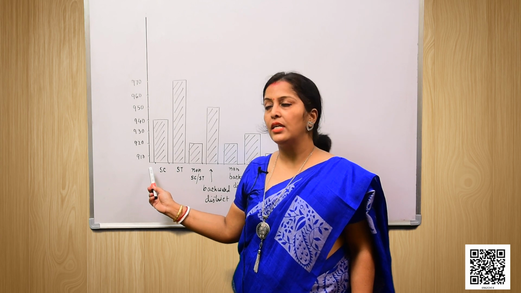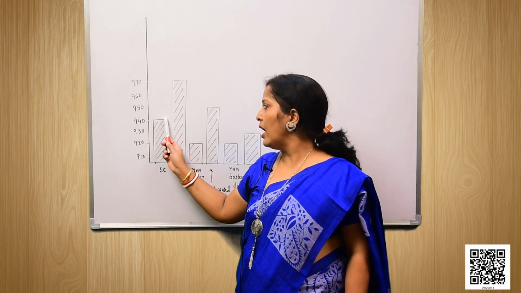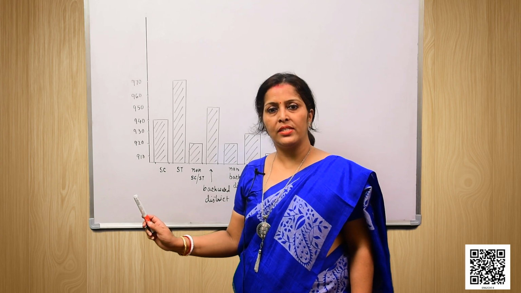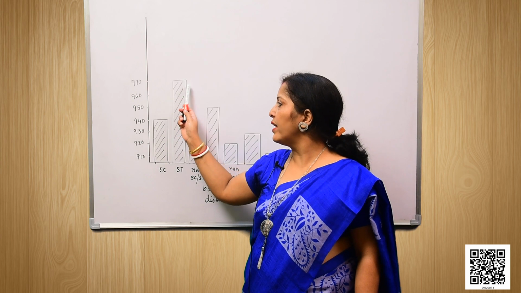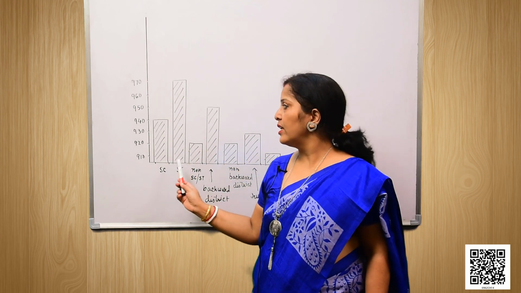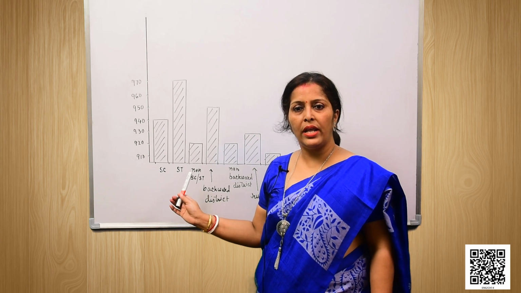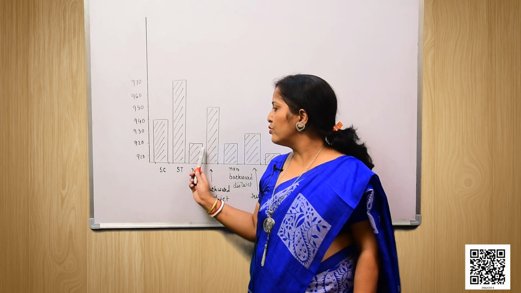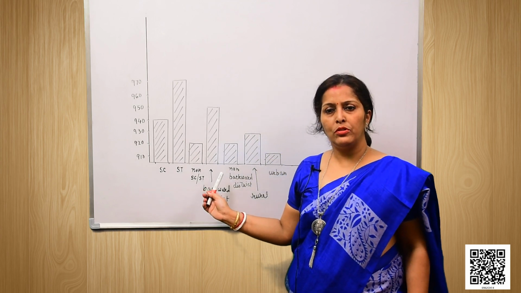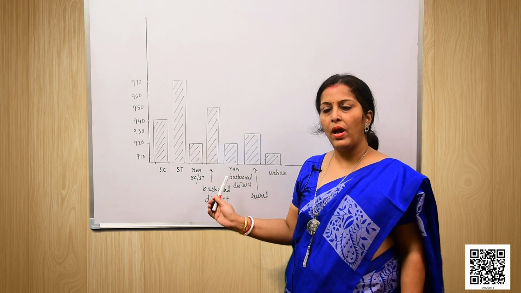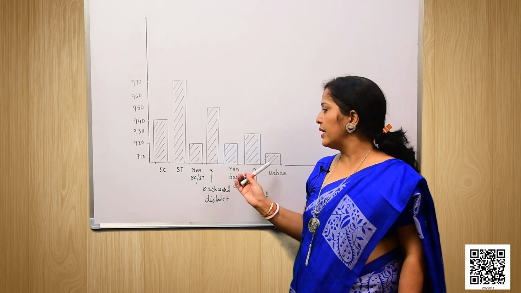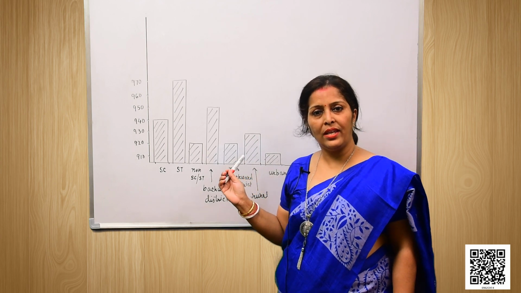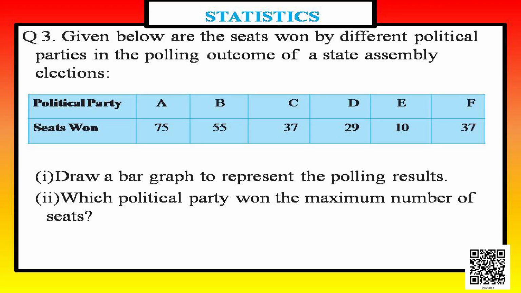SC was given as 940, so the bar will be up to the length of 940 for SC. ST was 970, so the bar will be up to the length of 970 along with the vertical lines on the graph. And the third one, non-SC/ST, up to the length 920, then backward up to the length 950, then non-backward 920, rural 930 and urban is 910. Is it okay? Clear? Next is question number 3 of exercise 14.3.